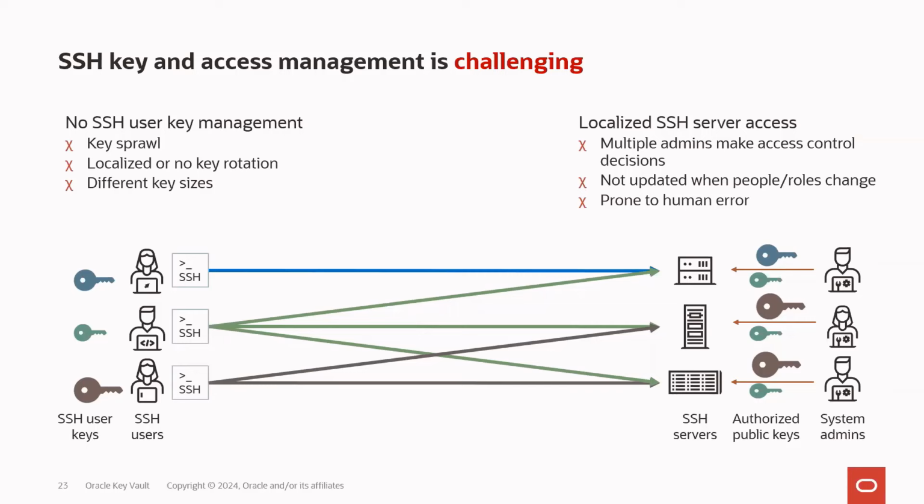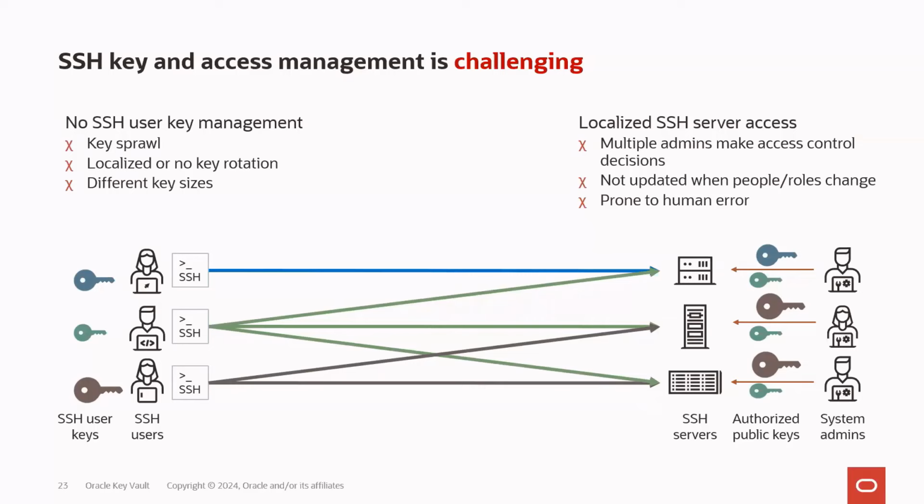Right? Our user on the left, the one with the blue public key, only has access to 1 remote server. The person in the middle has access to 3 servers. The third lady has only access to 2 different servers.